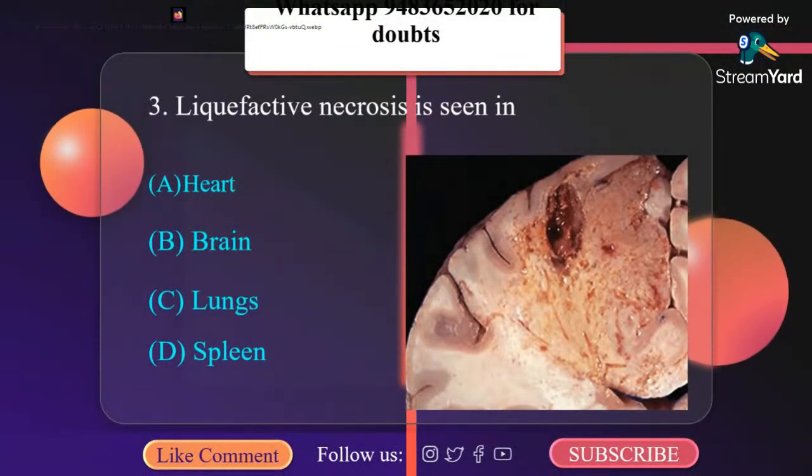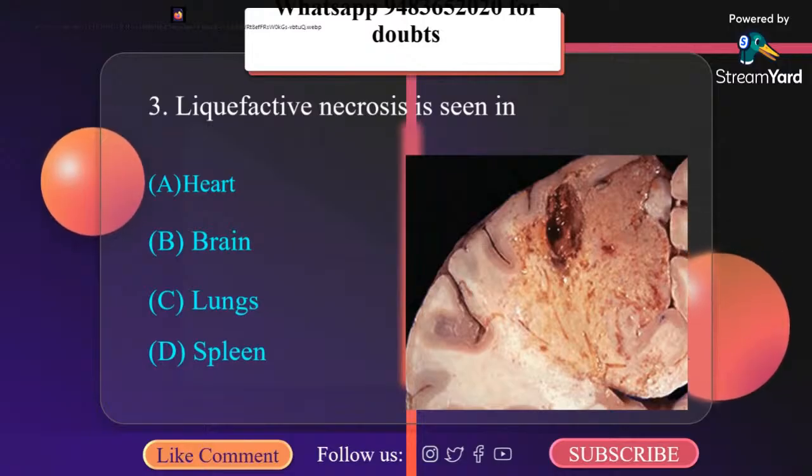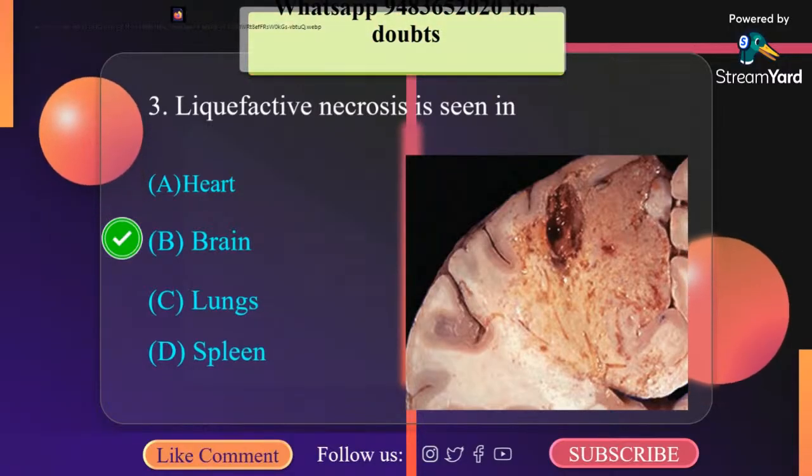Liquefactive necrosis is seen in A. Heart, B. Brain, C. Lungs, D. Spleen. It is seen in the brain.